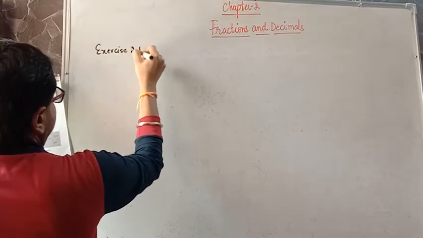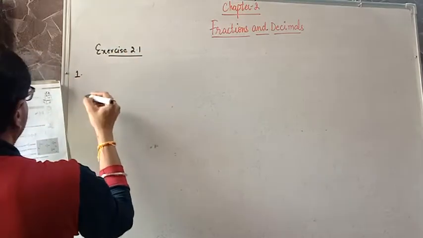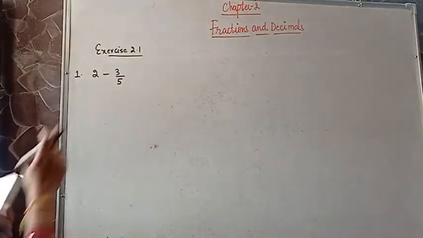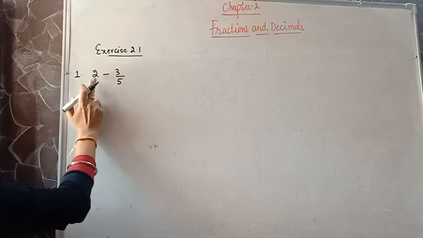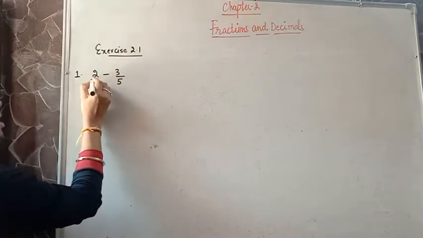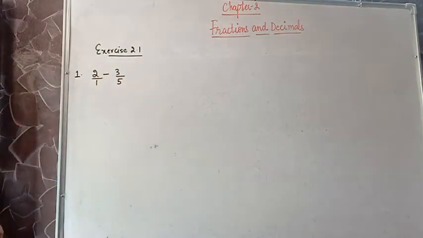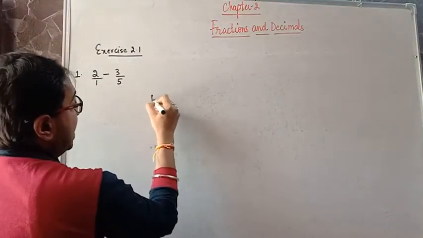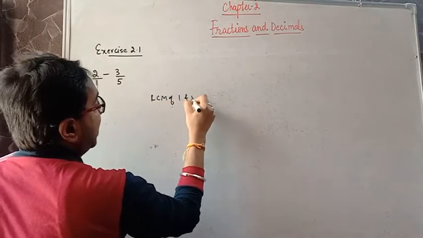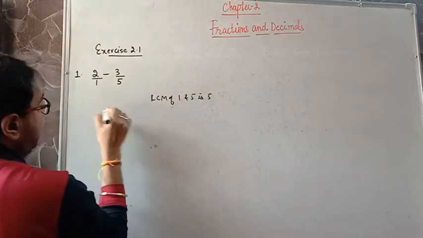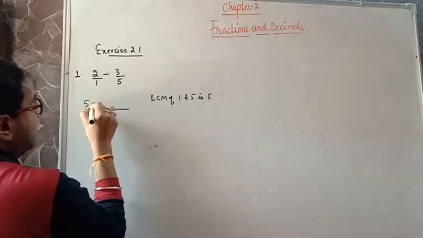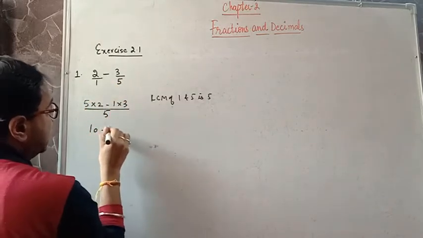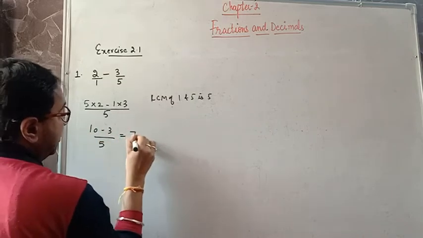Exercise 2.1, first question. Solve 2 minus 3 by 5. I told you it looks like a natural number, but it's a fraction. How to convert a natural number into a fraction? Just by putting the denominator equal to 1. When there is no denominator, the denominator is always 1. Again, 1 and 5. LCM of 1 and 5 is 5. Therefore 5. 5 divided by 1, 5. 5 into 2. 5 divided by 5, 1. 1 into 3. So we are getting 10 minus 3 upon 5. That is 7 by 5.